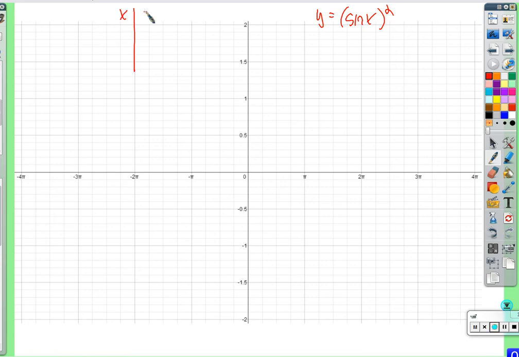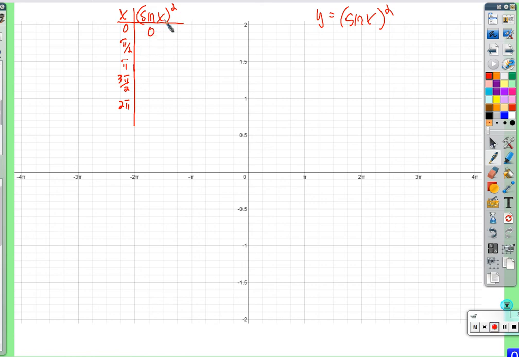So x, and then the sine of x squared. After we take the sine: 0, pi over 2, pi, 3 pi over 2, and 2 pi. What's the sine of 0? 0. Square 0? 0.